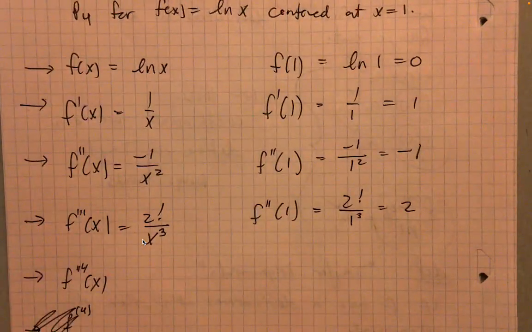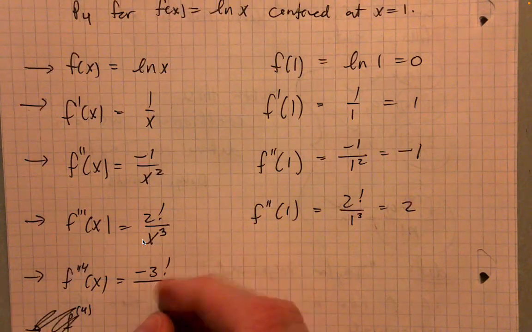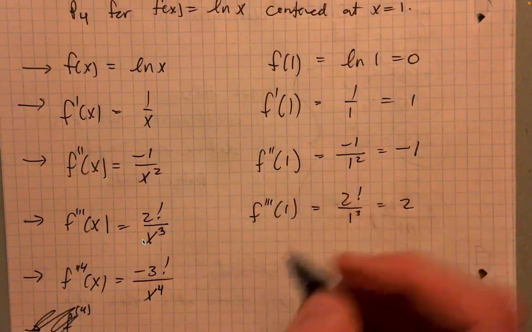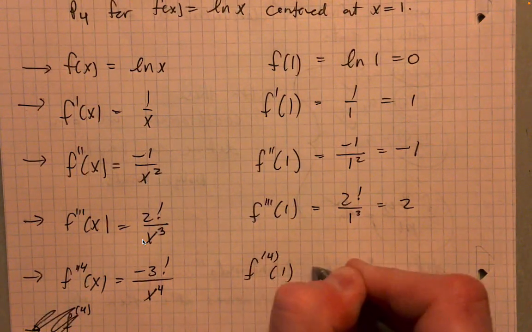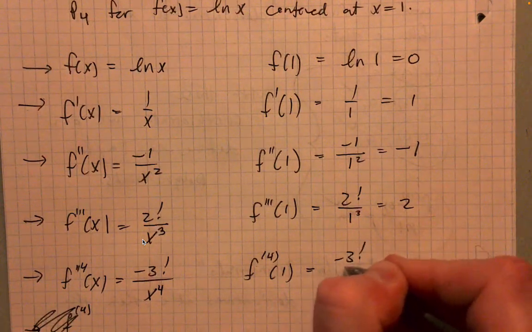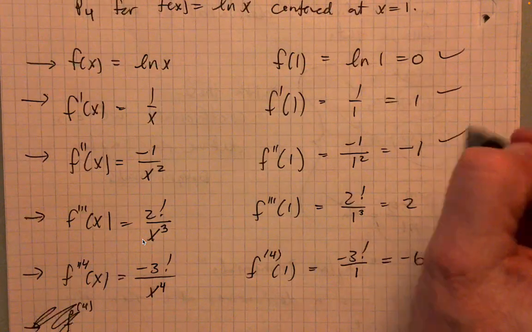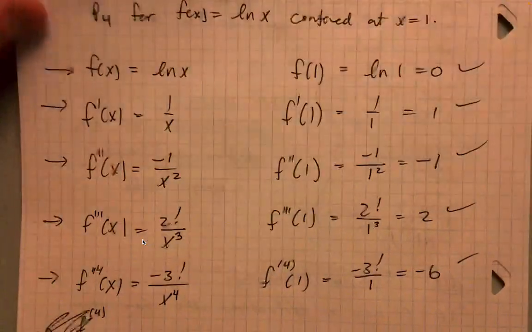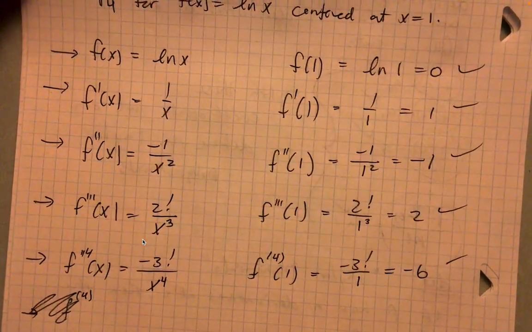Okay, the fourth derivative. The fourth derivative is negative 3 factorial over x to the fourth. And when we evaluate that at 1, we get negative 3 factorial over 1, which is negative 6, okay? And so this is all we'll need to generate the polynomials. Okay, so we'll just need these as references to plug. Basically, we're going to plug this into the form that we just discussed.